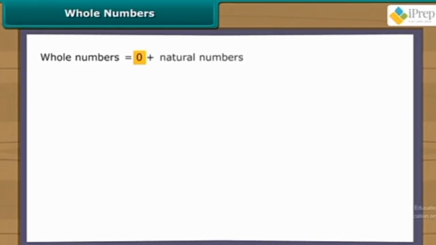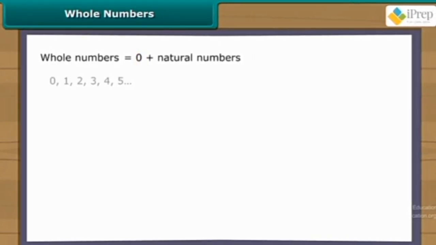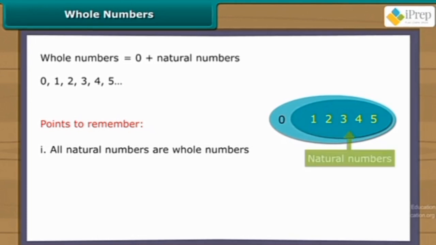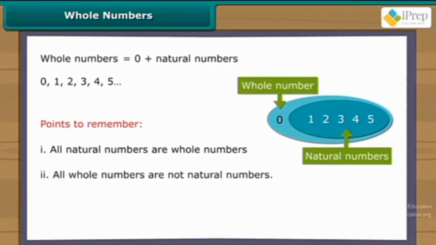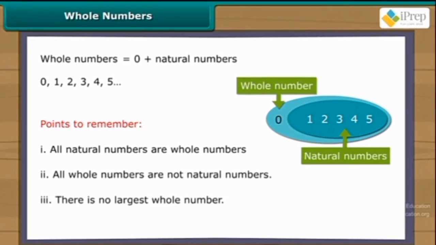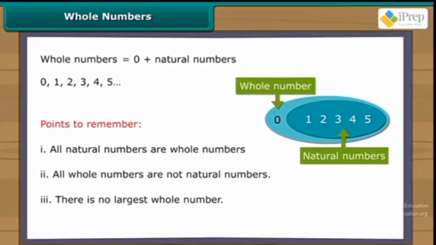Whole numbers include 0 and all the natural numbers. Points to remember. 1. All natural numbers are whole numbers. 2. All whole numbers are not natural numbers. 3. There is no largest whole number.